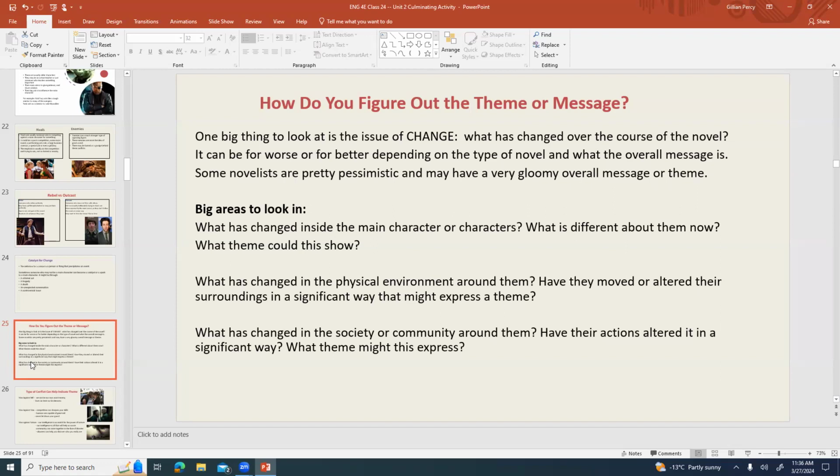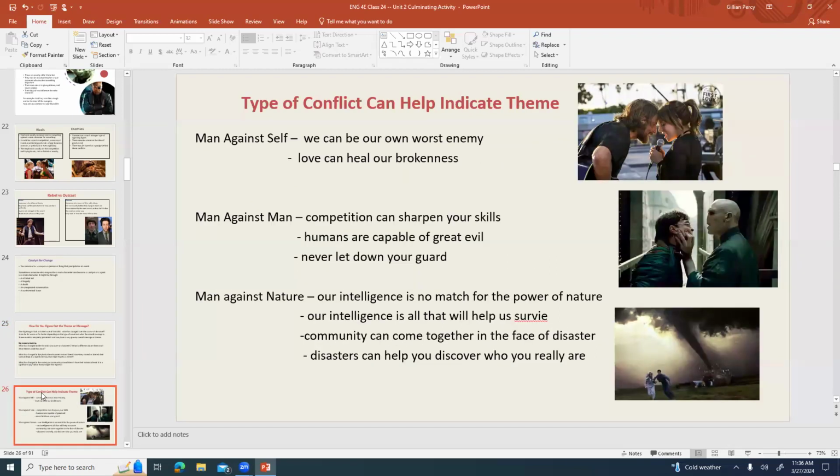Or just things where somebody makes a change and it significantly affects other people, even though they really did it for themselves, or maybe they did it for other people too. But looking at what's changed can give you a strong idea about the theme or the message. The other thing you can look at, remember we talked about types of conflict, okay? The type of conflict can give you a good idea of what the theme is.